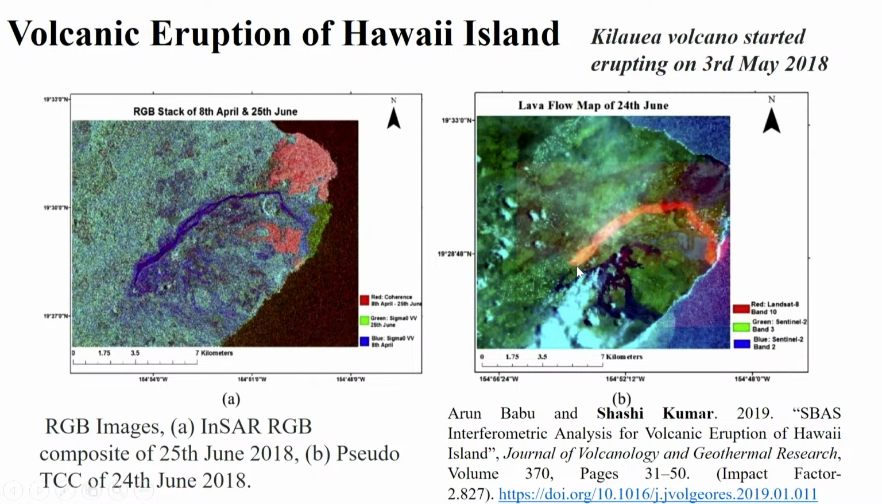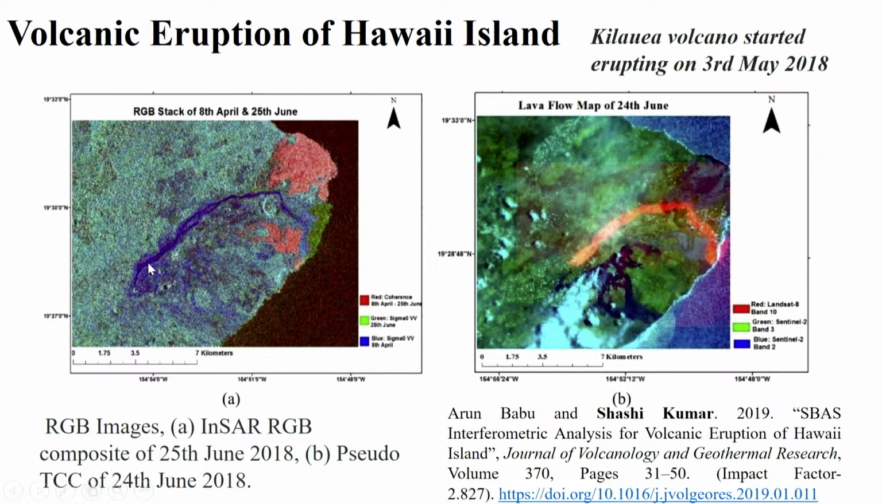But when the Landsat 8 band number 10 was used in the color composite image, in addition with the Sentinel data set, here we are able to clearly see the lava flow direction of Hawaii Island.